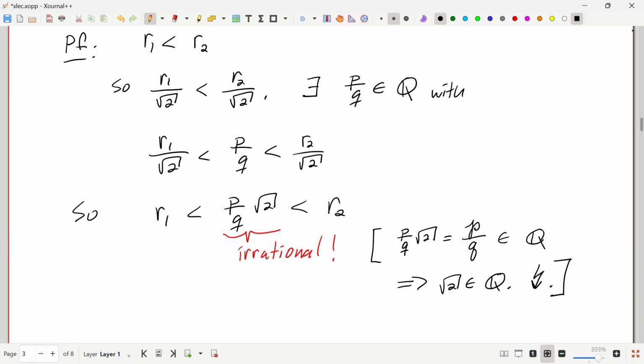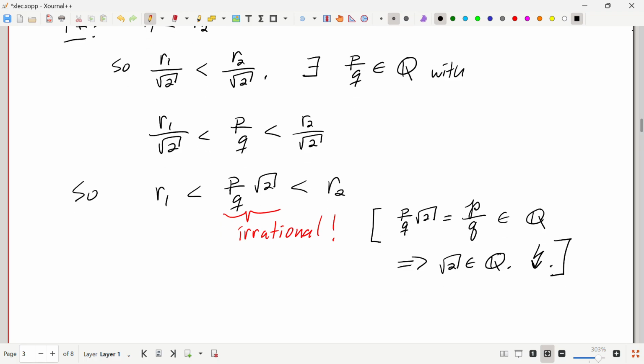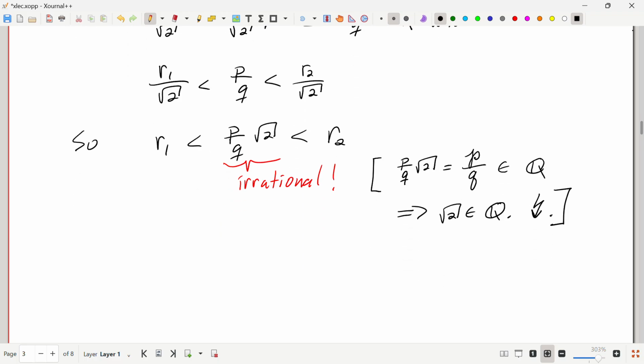Let's see, there's one more thing I need to do today to finish off this section. This is going to sound maybe silly after all the talking we've been doing, but this section shows us that the square root of 2 exists.